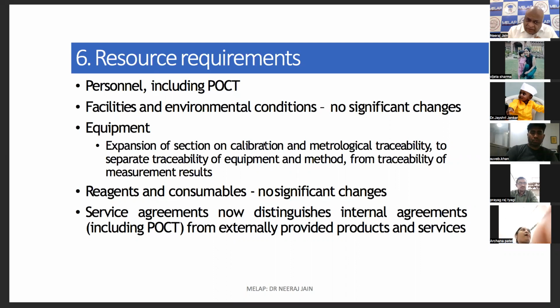In equipment, requirements are the same. The only thing is they have separated calibration and metrological traceability from the equipment. Equipment is 6.4 and metrological traceability and calibration is 6.5. In reagent and consumables, there are no significant changes.